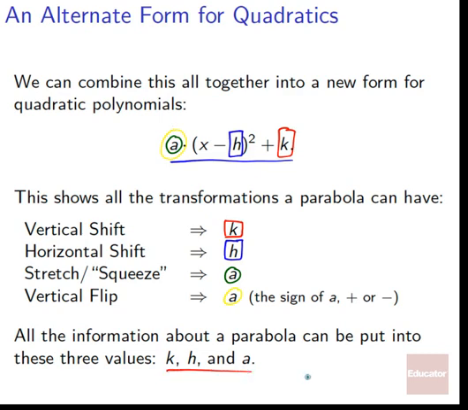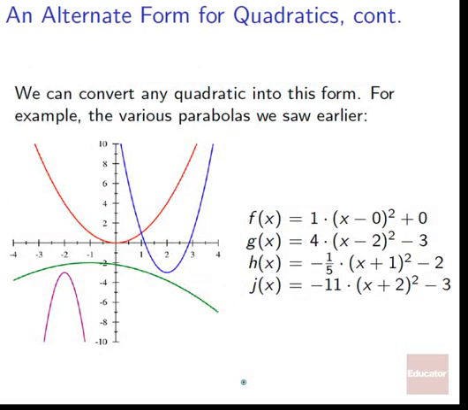This also makes sense because in our normal form, ax squared plus bx plus c, all the information about a parabola can be put into three values: a, b, and c. All the information you need to make up a quadratic can be put into a, b, and c. So clearly it just takes three pieces of information to say exactly what your parabola is. It shouldn't be too surprising that there are three pieces of information if we've swapped things around into a different order of looking at it. We can convert any quadratic we have into this form, a times x minus h squared plus k.